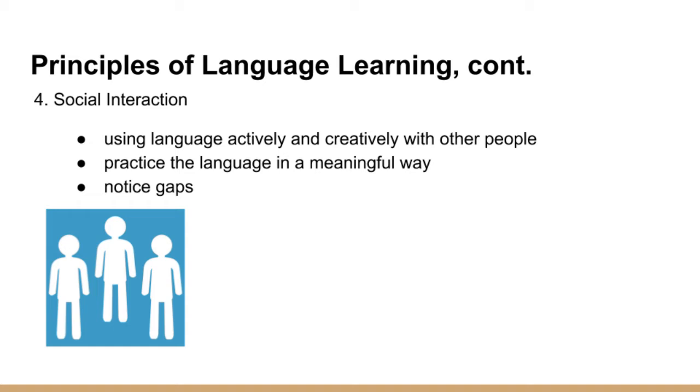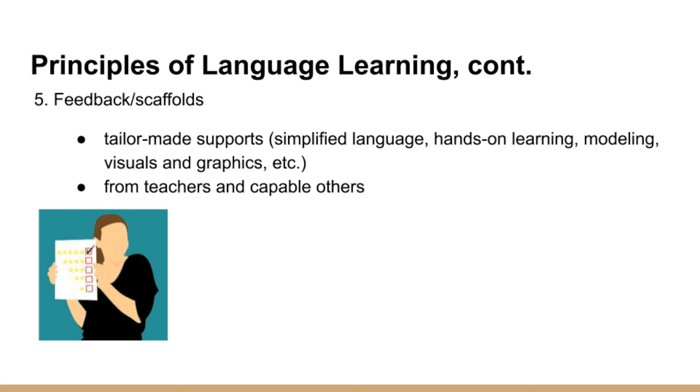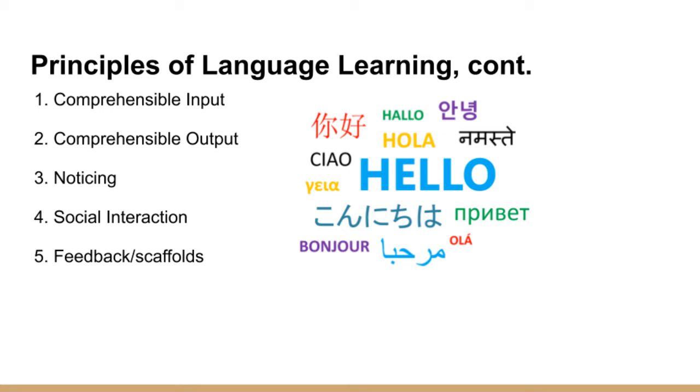Language learners should use what they have learned actively and creatively with other people. This gives them a chance to practice the language in a meaningful way, which in turn allows them to notice the gaps in their language abilities. Language learners need a lot of tailor-made supports, such as simplified language, hands-on learning, modeling, visuals, and graphics from their teachers and capable others. Alright, now you know some of the key language learning principles.